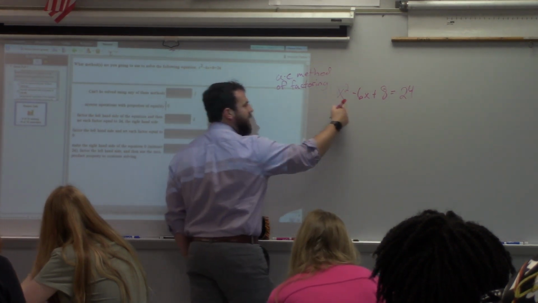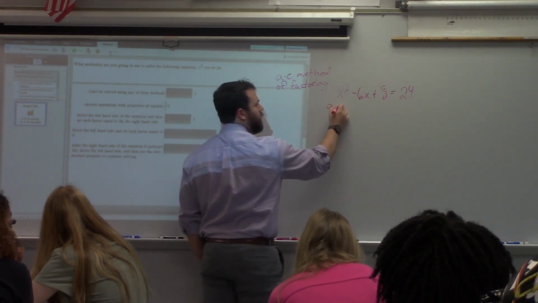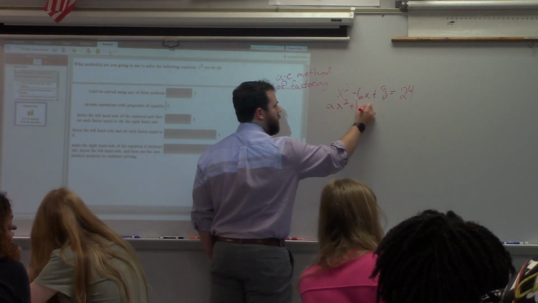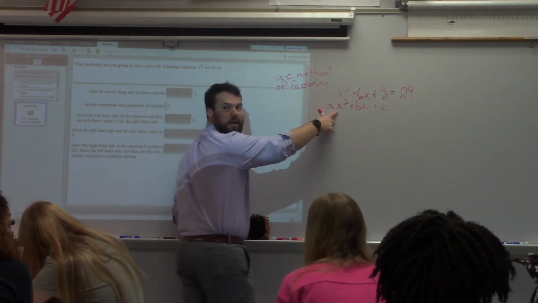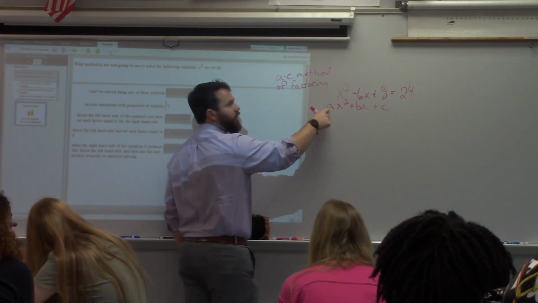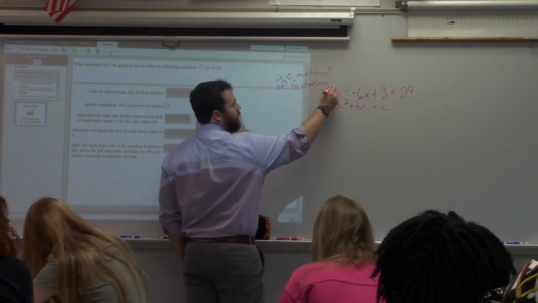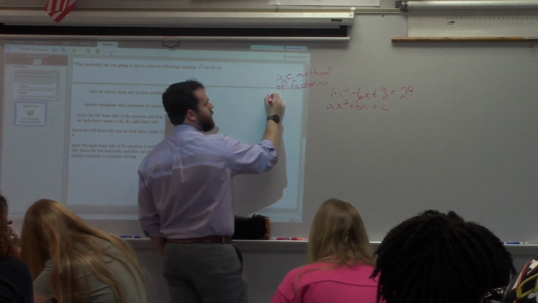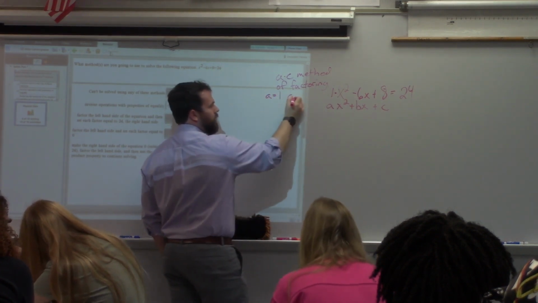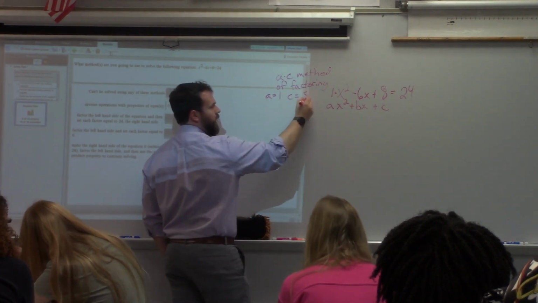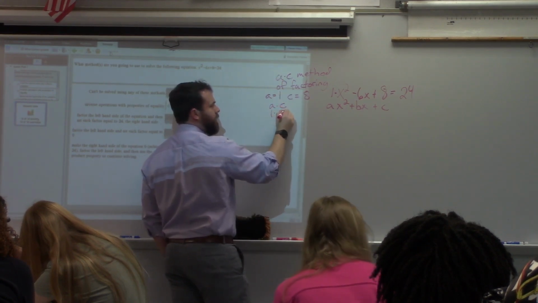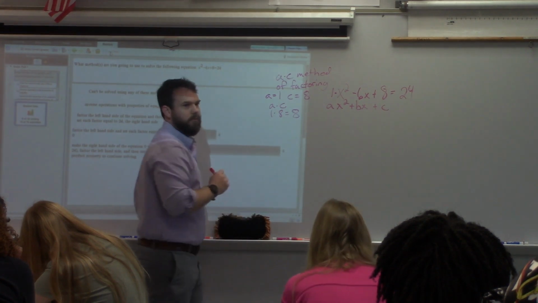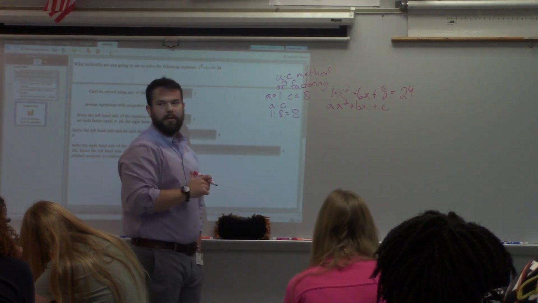What is A in this standard form here? X squared. Be careful. X squared is x squared, right? A is only the coefficient. How many x squareds do I have? 1. So A is 1. C is 8. So AC method. A times C gives me 1 times 8, which gives me 8.